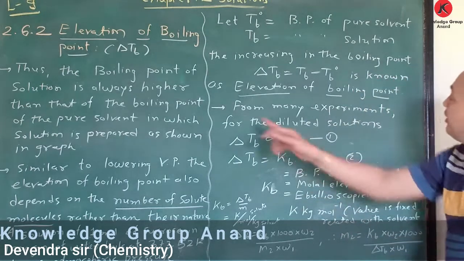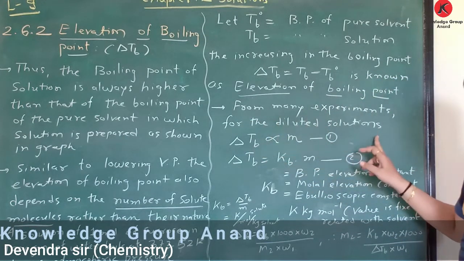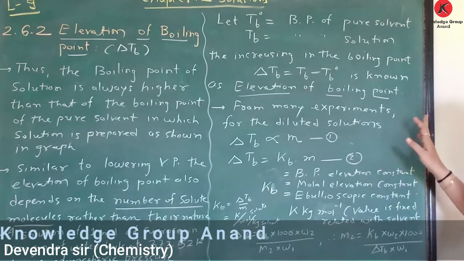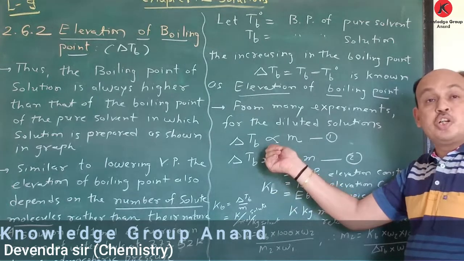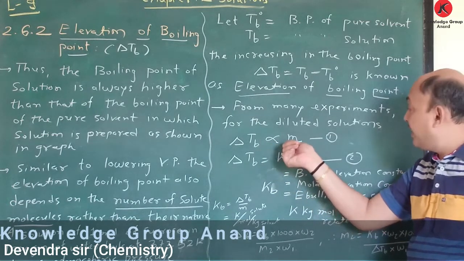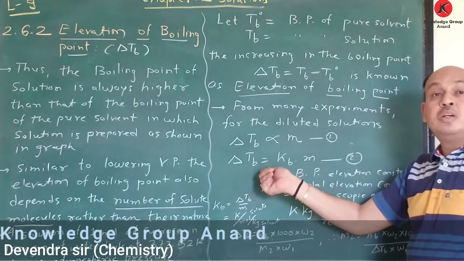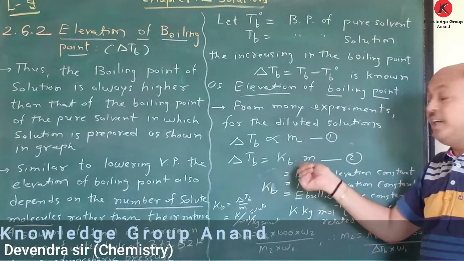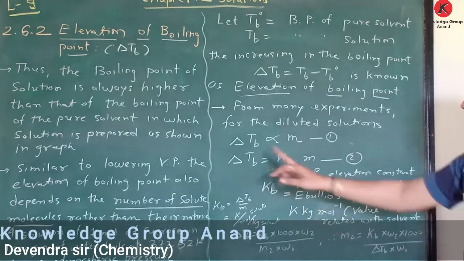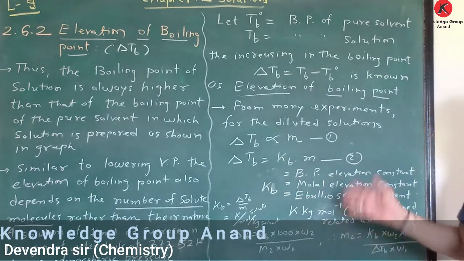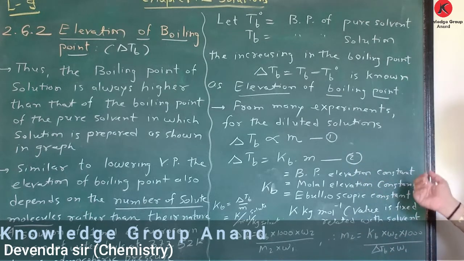So here from many experiments on dilute solutions, it is shown that this delta TB is directly proportional to the molality, that is small m, and delta TB is equal to Kb into m, and this is equation number 2. What is Kb? What is delta TB and what is m? If you know, at that time you are able to give certain answers.